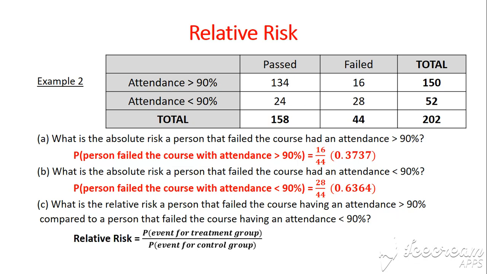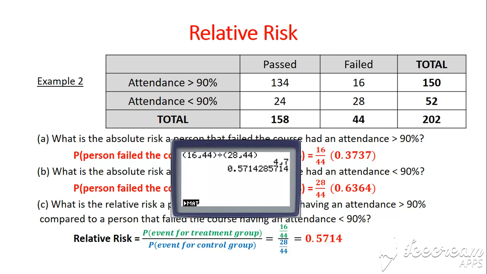Okay, so we need to work out relative risk by working out the probability of an event happening for a treatment group divided by the probability of an event happening for a control group. The treatment group is going to be the students that had an attendance greater than 90%. The control group are those that had an attendance less than 90%. Now we're going to work out the relative risk by dividing the two probabilities, and we're going to get an answer of 0.5714.